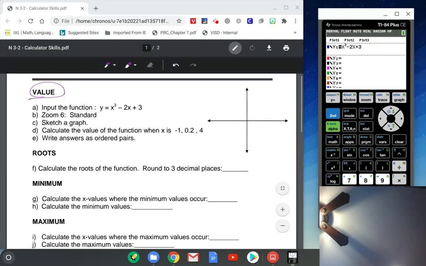Zoom 6, I know it's not really part of our lesson today, but Zoom 6 is the standard window. So if anybody has been changing the screen on your calculator, Zoom 6 will take you back to a standard window. So I'm going to hit Zoom 6, Zoom right here, and then just the number 6. And you'll notice it gives you a 10 by 10 window, 10 units to the right, 10 units to the left, 10 up, 10 down. That's considered a standard window.